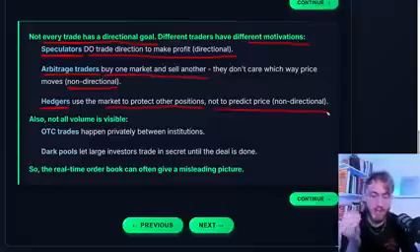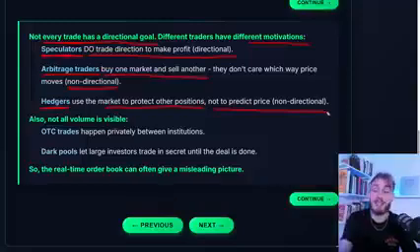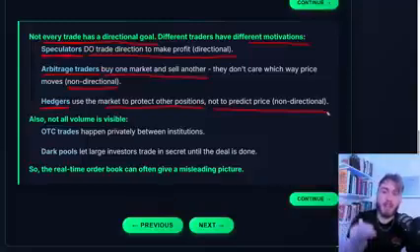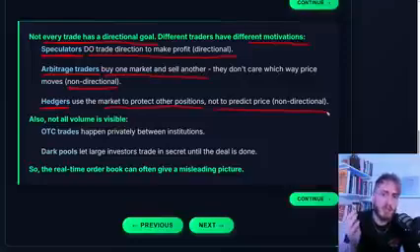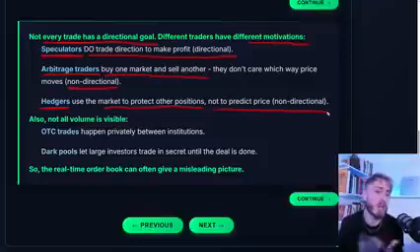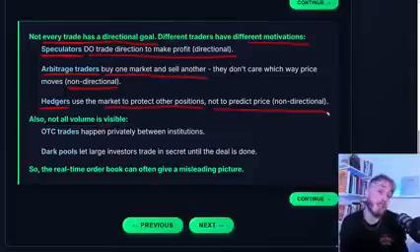It's very easy to look at an order book and think that every single order in it has a motivation, that every single order is trying to move the price. This is not true, because there are some traders, like arbitrage traders and hedgers, that actually don't care about the price movement. This is very important to keep in mind.